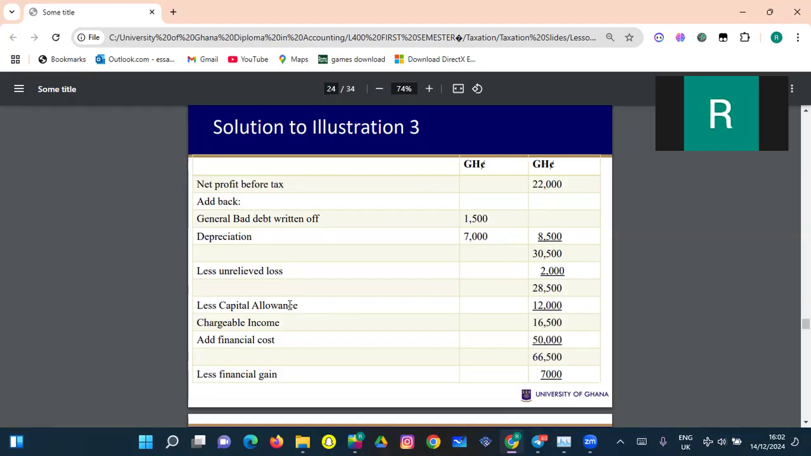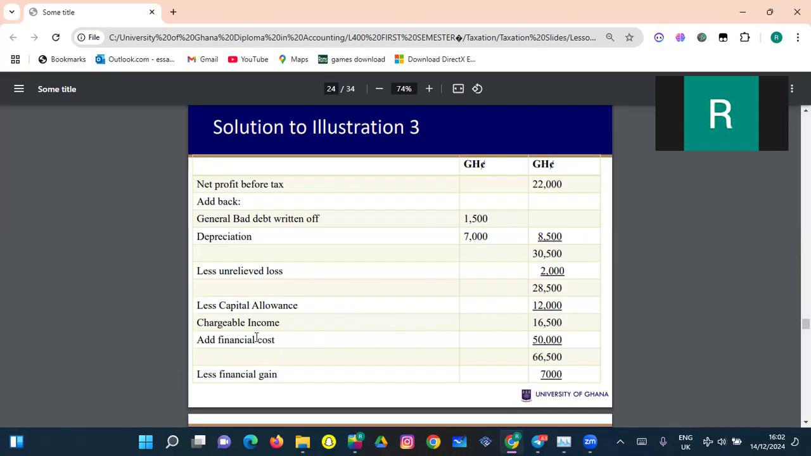Then now we come in and less our capital allowance, right? It is allowable. Because capital allowance, sometimes we don't know the amount. So it is the tax man that is going to bring it, and then you now realize your capital allowance. So 28,000, then we less our capital allowance and come in and get our chargeable income, which is this one.